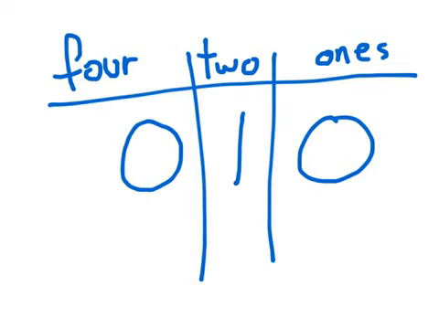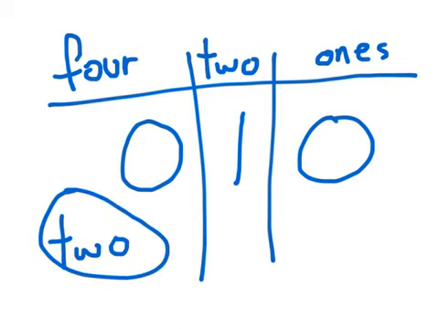Now, why is it double? Well, that's because we are using base 2. If we were using base 10, then it would be 10 times greater. Since we're using base 2, it's 2 times greater, so it doubles. So then this binary number is just simply 2. Because there's nothing in the 4's place, there's a 1 in the 2's place, and there's nothing in the 1's place. So this number is 2.